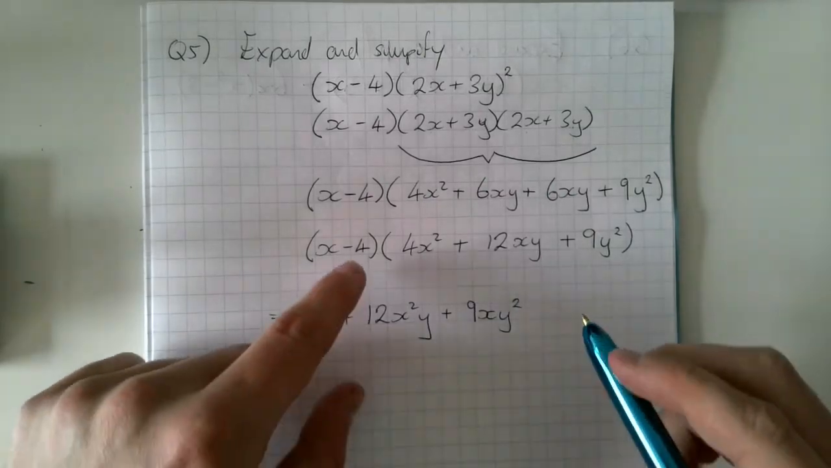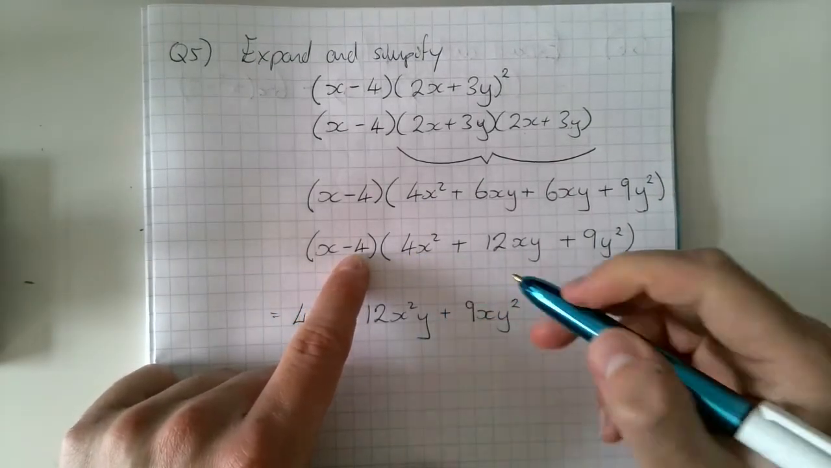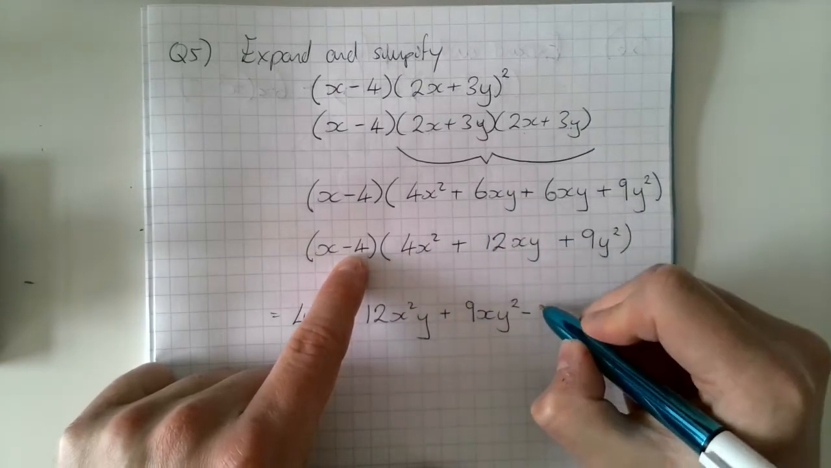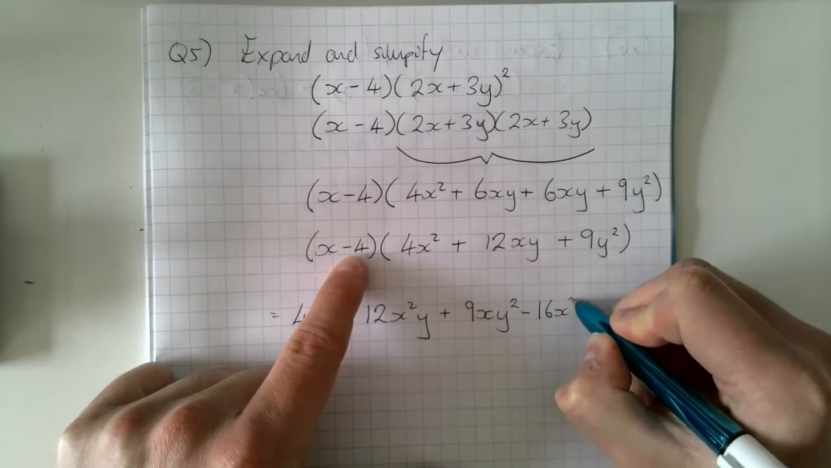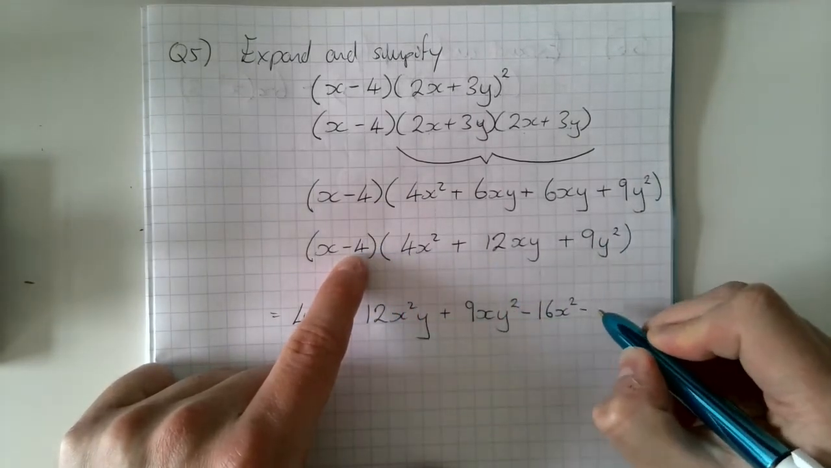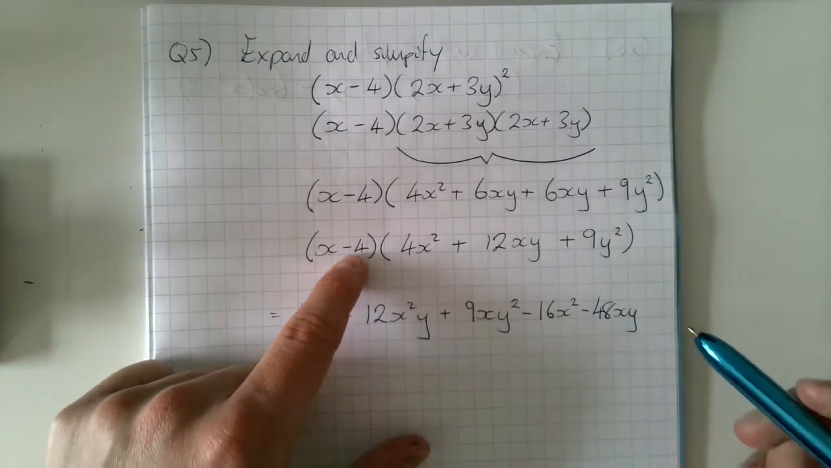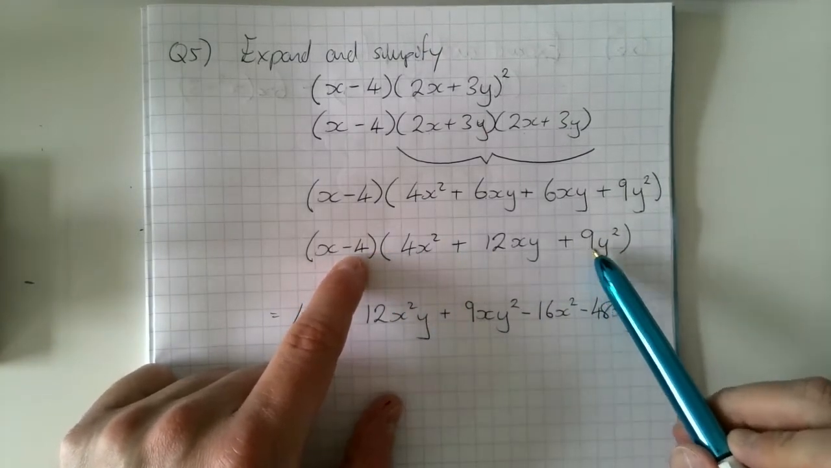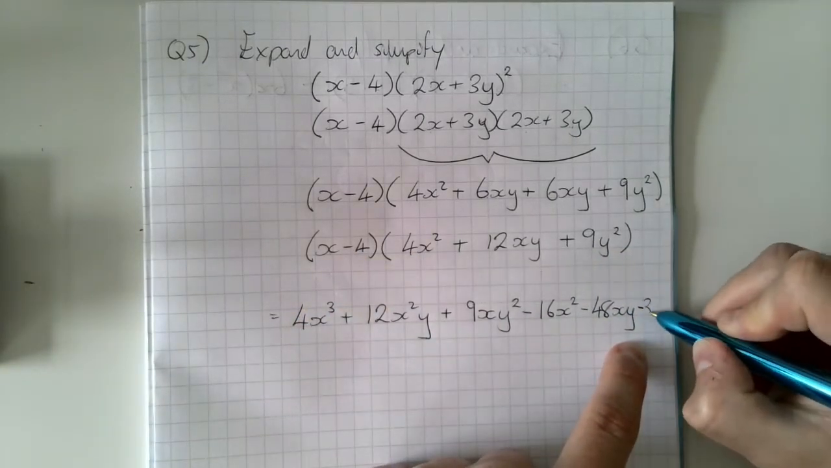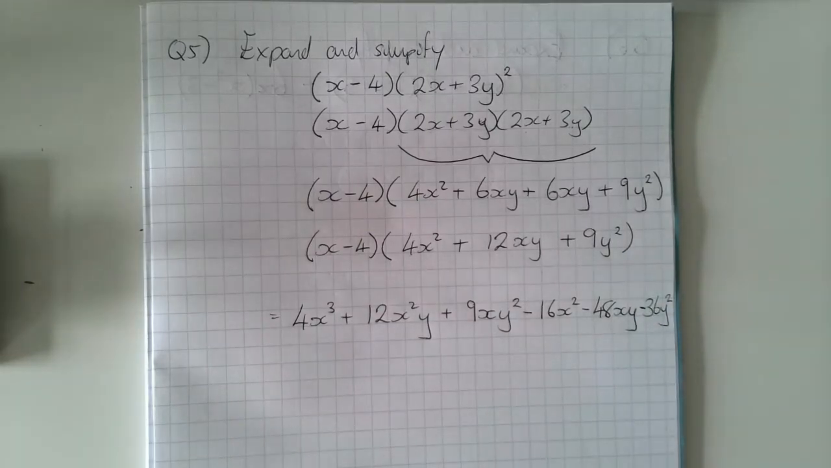Okay. And now I need to multiply the minus 4 by these three terms. So minus 4 times 4x squared would be minus 16x squared. Minus 4 times 12xy is minus 48xy. I'm going to run out of room, but minus 4 times 9y squared will be minus 36y squared. Hopefully you can see that okay. I've run out of room a little bit.